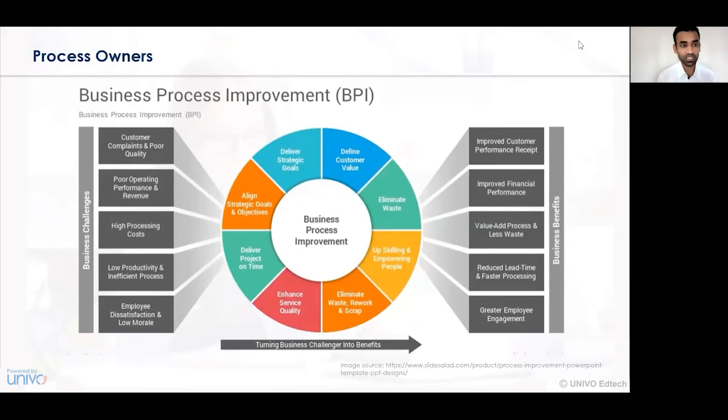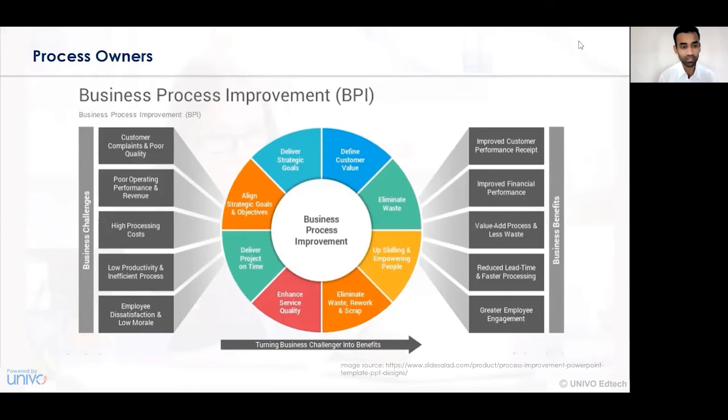Now let us understand the concepts of process owners. In the case of process owners, we have an example of business process improvements, turning business challenges into benefits. On the left-hand side, we have the business challenges, and on the right-hand side, the business benefits. These are the various business challenges that an organization observes.